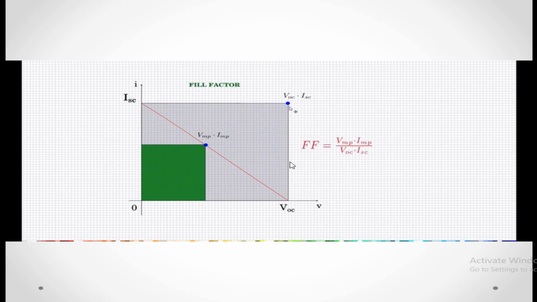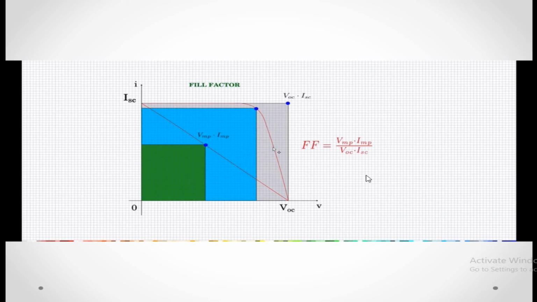Fill factor is nothing but VMP into IMP divided by VOC into ISC. This is the expression for fill factor. VMP and IMP are the practical operating points of a PV cell, and VOC and ISC are the theoretical values of the PV cell. These values are given in the data sheet, so you can find the fill factor using the values available in the data sheet.